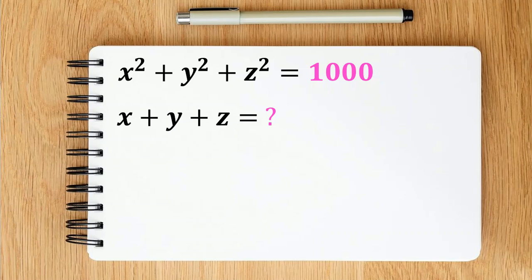x squared plus y squared plus z squared equal to 1000. And we know that x, y, z are integers. x plus y plus z equal to what? Okay, let's calculate. At first, we can say without loss of generality, consider that x, y, z are greater than or equal to 0. Because at the end, for example, if we find x plus 2, we consider positive and negative 2, both of them. And so let's do something.